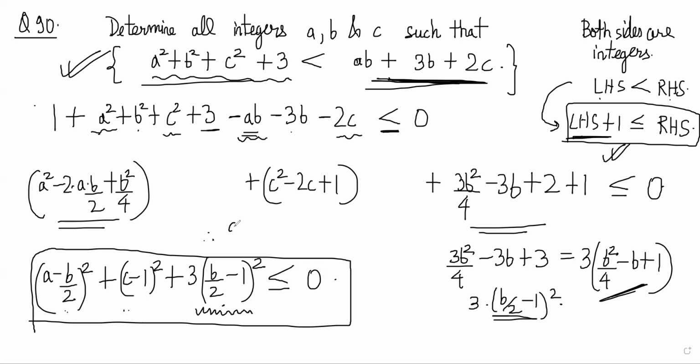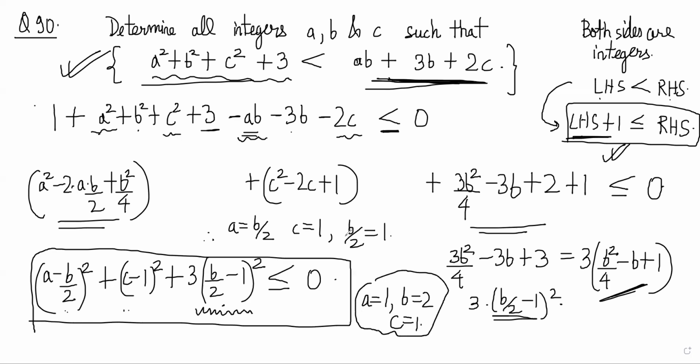And therefore you have a is equal to b by 2, c is equal to 1, and b by 2 is equal to 1. So basically a is equal to 1, b is equal to 2, and c is equal to 1. These are the only integer values which satisfy this inequality. And you can check it out. If you put 1, 2, and 1 for a, b, c, you are getting this. And if you take any other integer values, it won't work. So that is the solution.